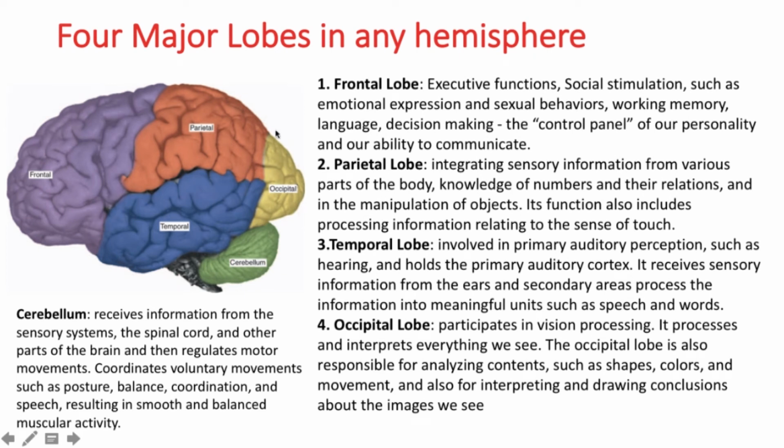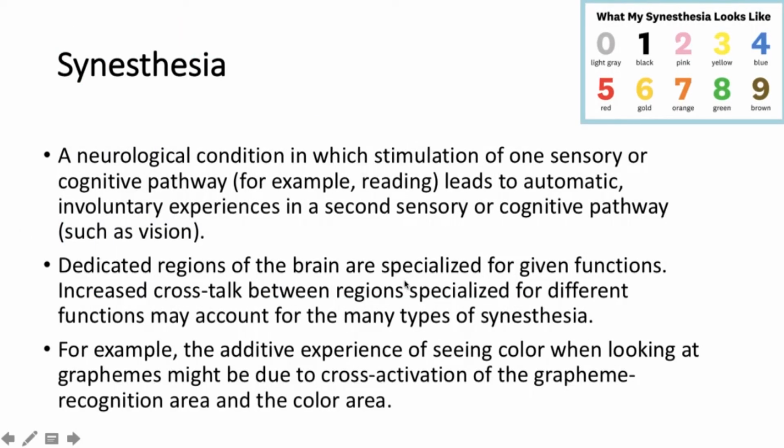Now in the very back, of course this is not part of the neo-mammalian part, not part of the cortex, but an older part of the brain, is the cerebellum, but it's visible here. The role of the cerebellum is receiving information from the sensory system, from the spinal cord and other parts of the brain, and then regulating the motor movements. We say sometimes that all these things are learned first in the frontal cortex, parietal cortex, and then passed on to the cerebellum. So that helps us in terms of posture, balance, coordination, and balanced muscular activity that happens through the cerebellum. So we have to keep these four important lobes in mind along with the cerebellum and their functions.